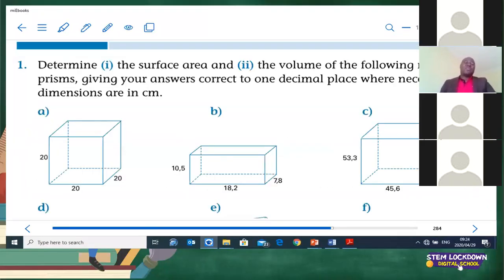Now the first one there, as you can see, we have to now determine the area of this cube. The cube has got the length of 20. And as you know, all sides are equal in a cube. So basically, in a cube, SA, which is the surface area, is equal to 6L squared or 6S squared. So S stands for the side, L stands for the length. So you can use L or S, it doesn't matter. So the area there will be 6S squared.